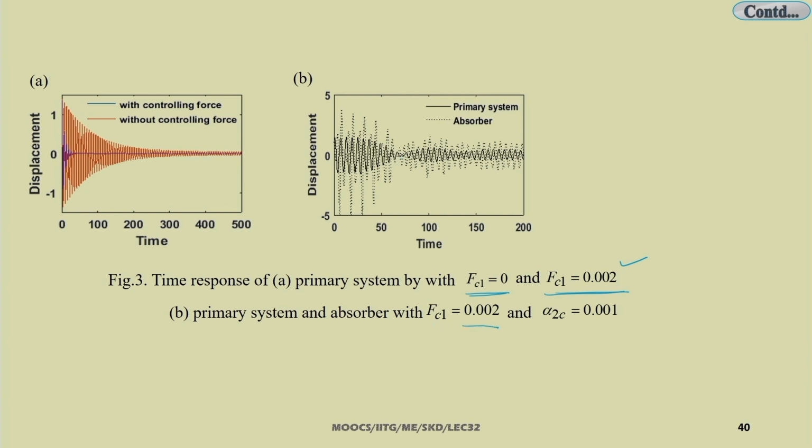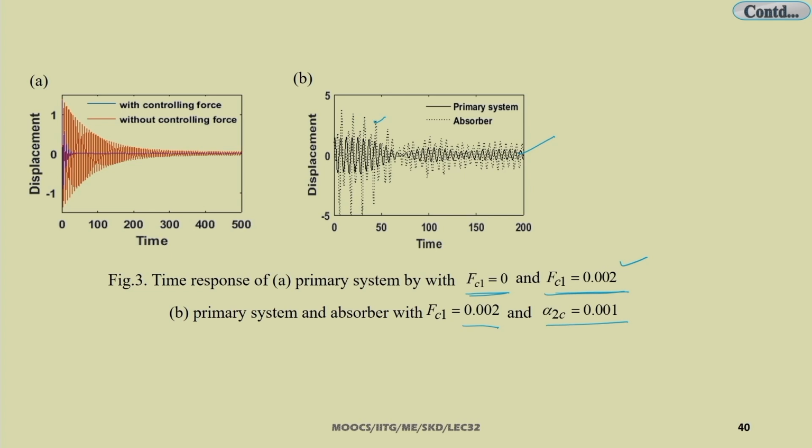In the first case, it is Fc1 equal to 0.002 and alpha c equal to 0.001. Here the primary system and observer are shown. This is the primary system response and this is the observer response. You can observe that the primary response is reduced significantly, but the observer response increases in the case of the vibration observer.